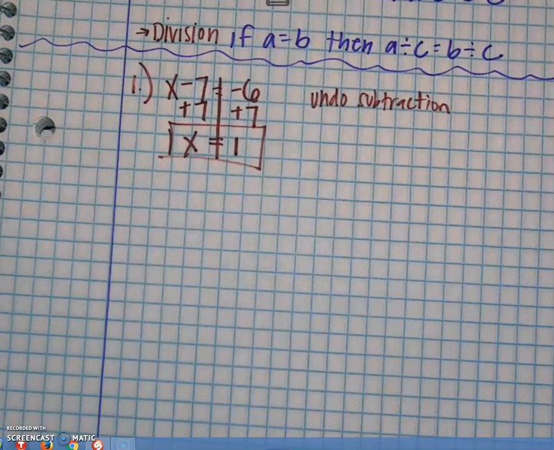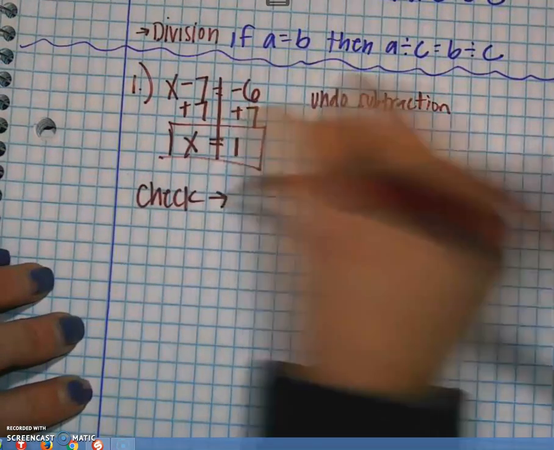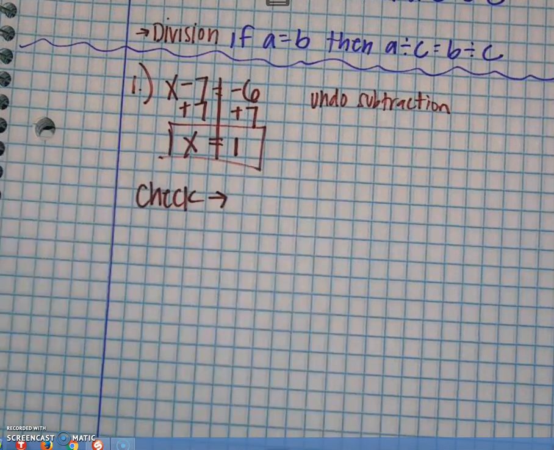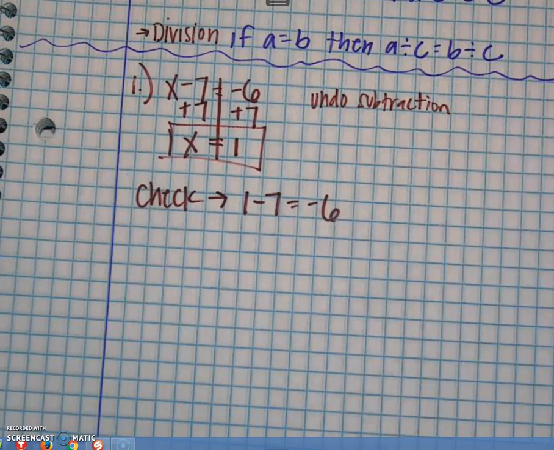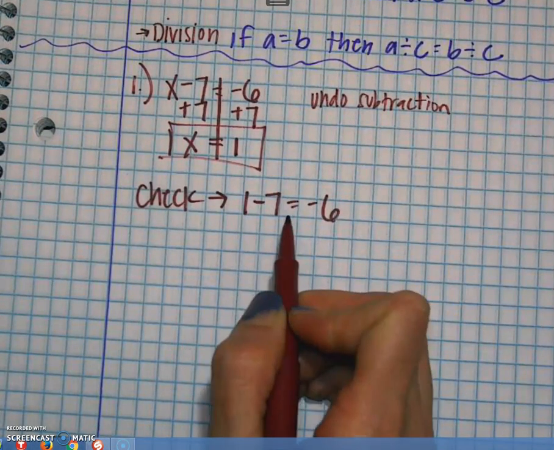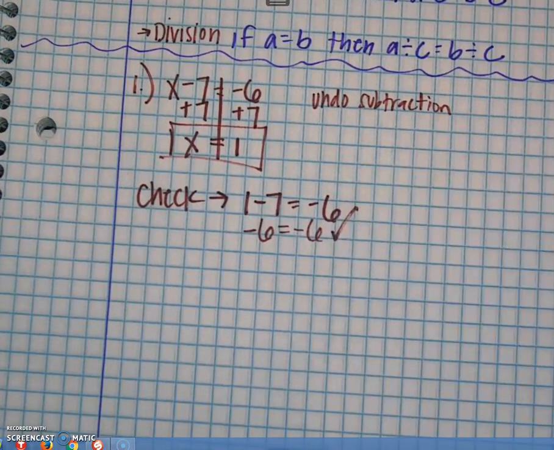Now something that's really important to do when you solve equations is to check them. So to check it, you take whatever x equals and you substitute it in for x. So it says x equals 1. So I'm going to put 1 minus 7 equals negative 6. Well, is that true? If I have 1 and I take away 7, well, yes. Negative 6 equals negative 6. Therefore, I proved it is true. Okay? So that is how you solve a one-step. So that was a pretty basic one. We're going to try another one. So if you need to pause it, make sure that you have this written down. Go ahead and do whatever you need.